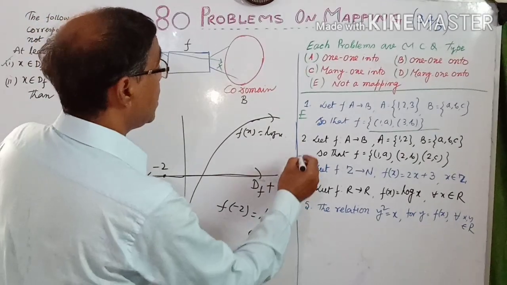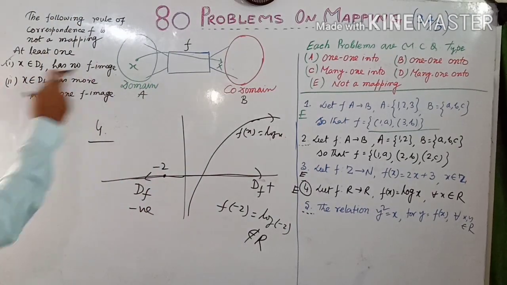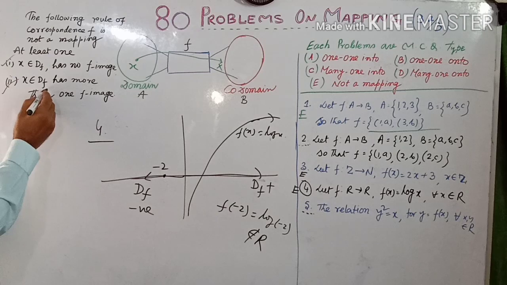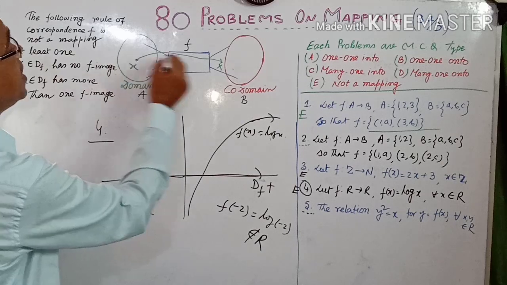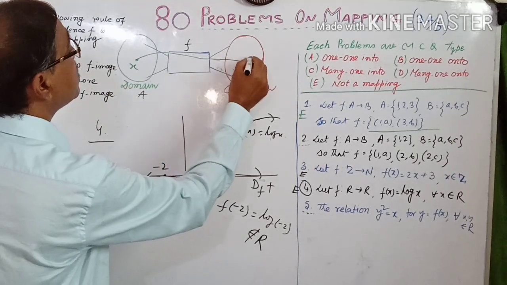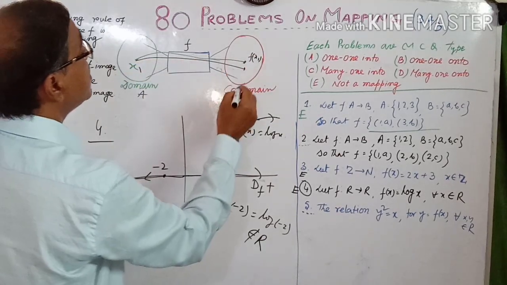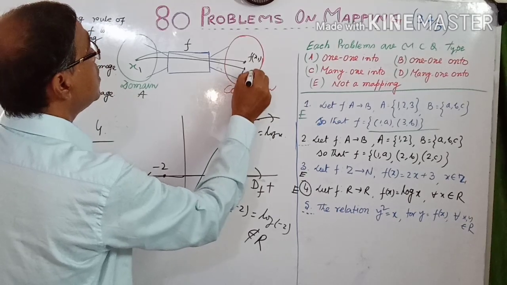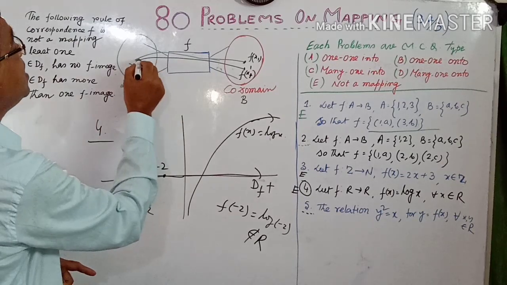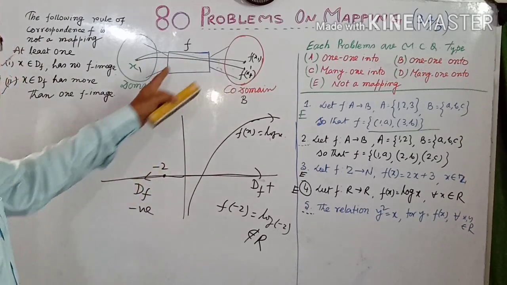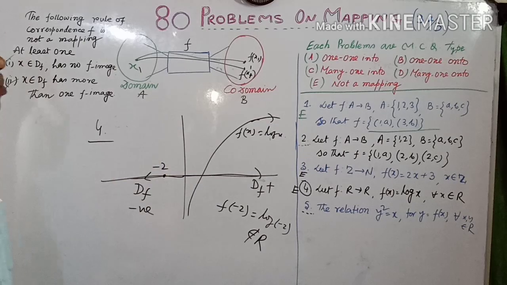Now let's come to another problem, 2 and 5. The second condition in which f does not form a mapping is if x belongs to the domain of f and has more than one f image. That is, if x gives an image, suppose f(x1), and again gives another image f(x2), then it has more than one image, which cannot be. Therefore, in this case f does not form a mapping.